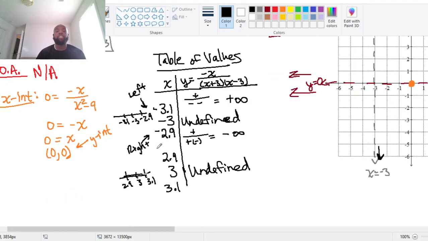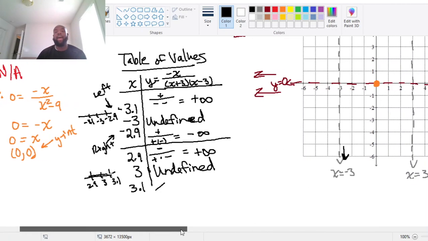Now I'm going to plug in 2.9, right? So this is my next part. A 2.9, plug it in for x, I get a negative. 2.9 positive times a negative. That's a positive infinity, right? Because negative divided by negative is a positive.